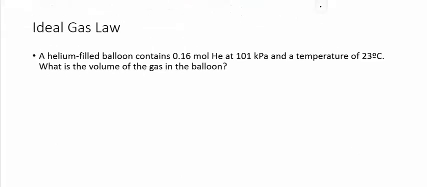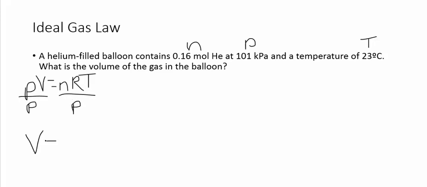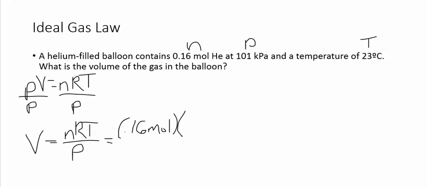Let's look at this next example. We have N, we have P, we have T. We're looking for volume. So we have PV equals nRT. I want to get volume by itself. So we have volume equals nRT divided by P. I like to rearrange it first. So we have N, 0.16 moles, R 8.31 liters kilopascals over mole times Kelvin.